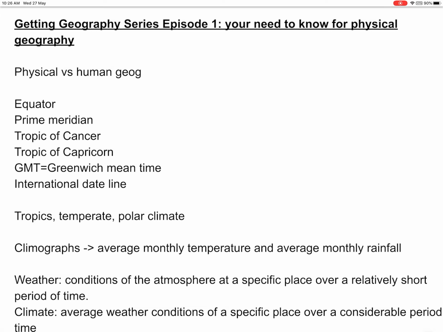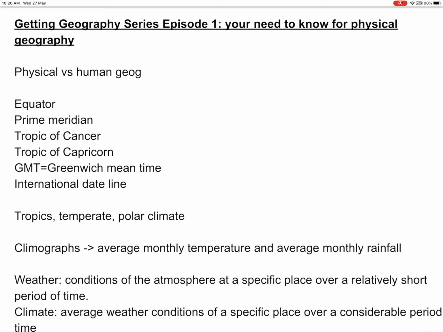This video is full of your must-knows for physical geography. As you know, there are actually two segments of geography. One is physical, one is human. Physical is more of the built environment and the natural environment, while human is more of the human phenomenon and stuff like that. For example, tourism and housing.